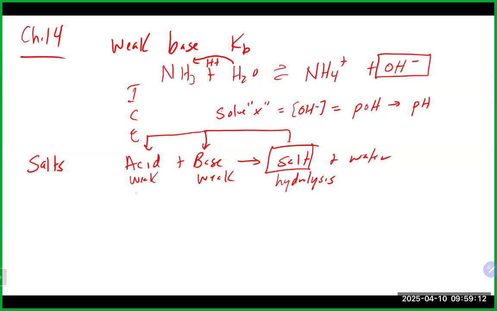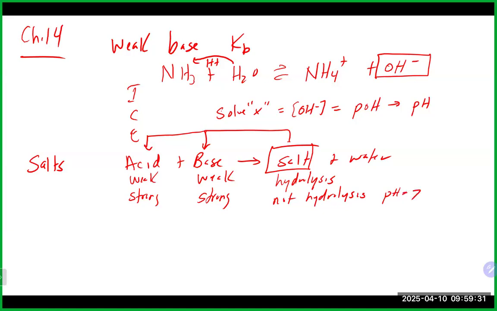If it comes from a strong acid or a strong base, which for our strong bases usually means it comes from group 1 or 2 on the periodic table, it will not go through hydrolysis and react with water. That would give you a pH of 7 for those guys.